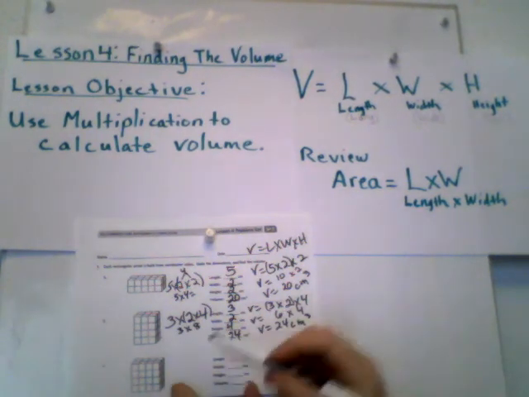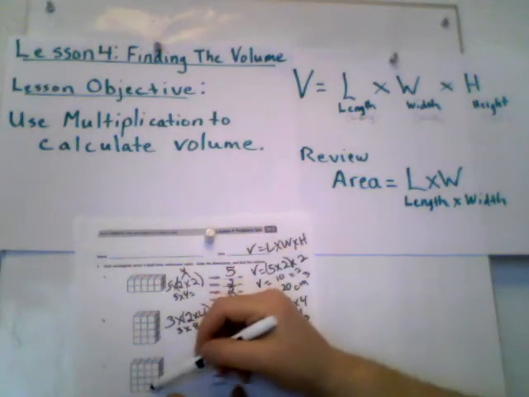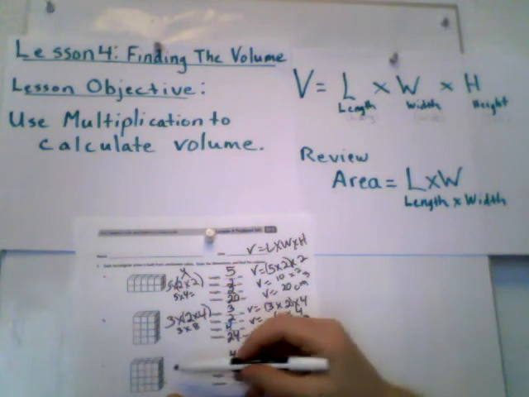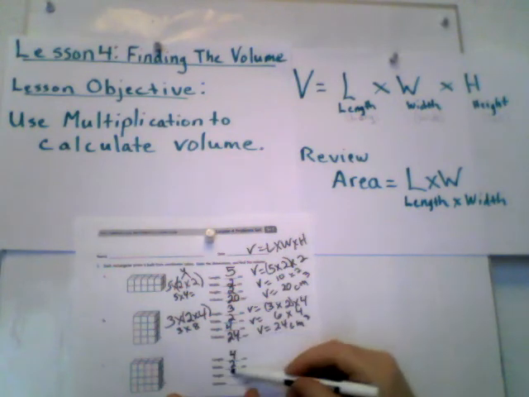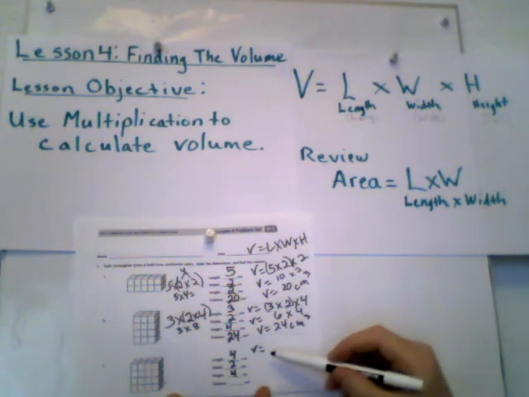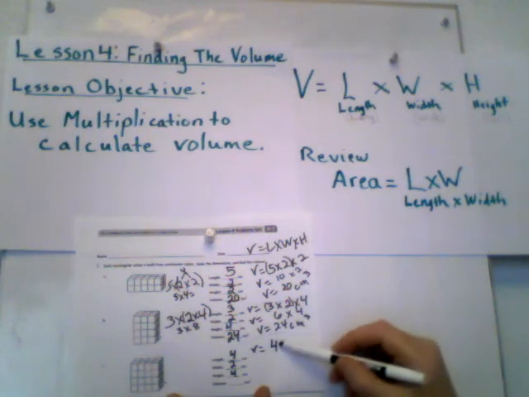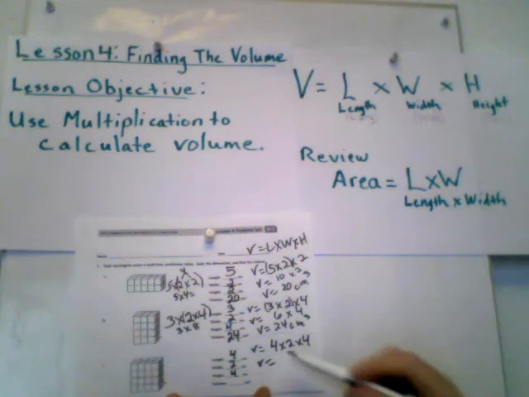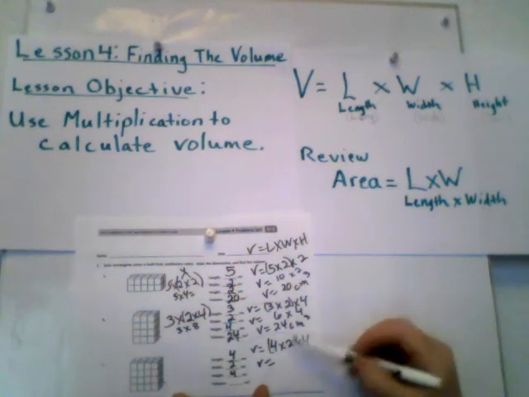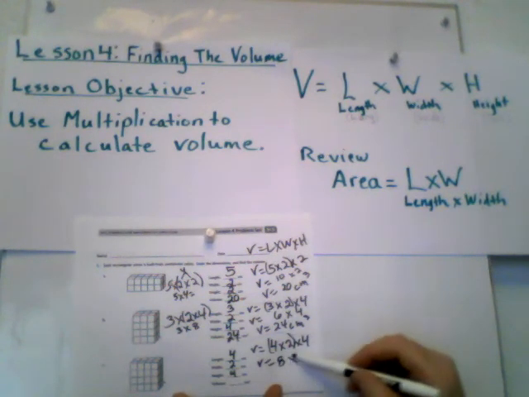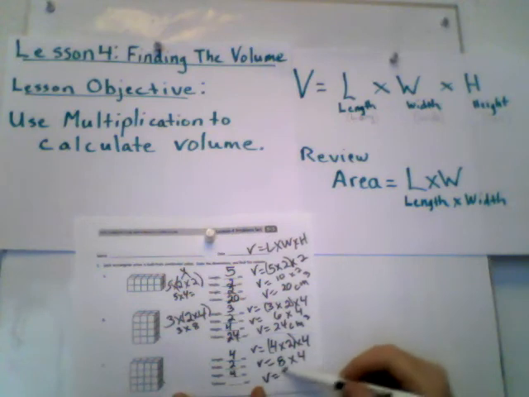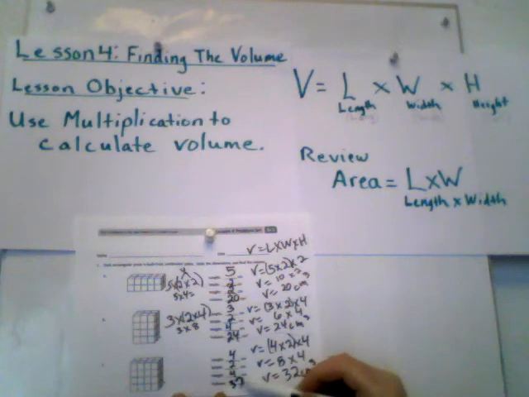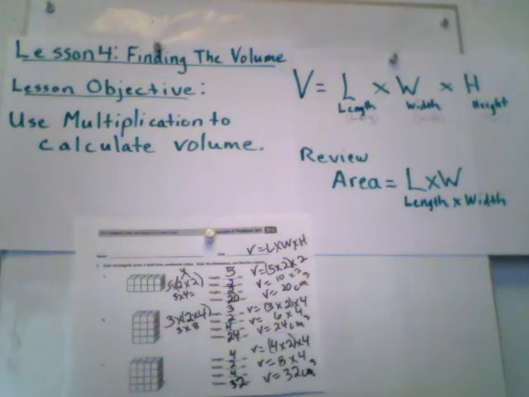Moving on to the third question. My length, 1, 2, 3, 4. My width is 1, 2. My height, how tall, 1, 2, 3, 4. When I go to plug my numbers into my formula, 4 times 2 times 4. On this problem, I'm going to do 4 times 2 is 8, and 8 times 4 equals 32 centimeters cubed. So I put in my 32 centimeters cubed.